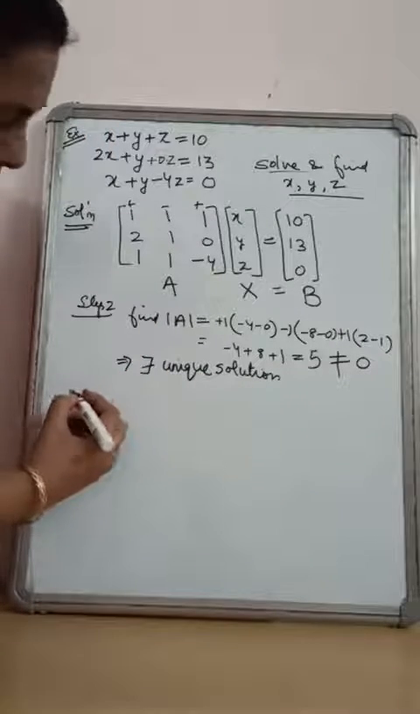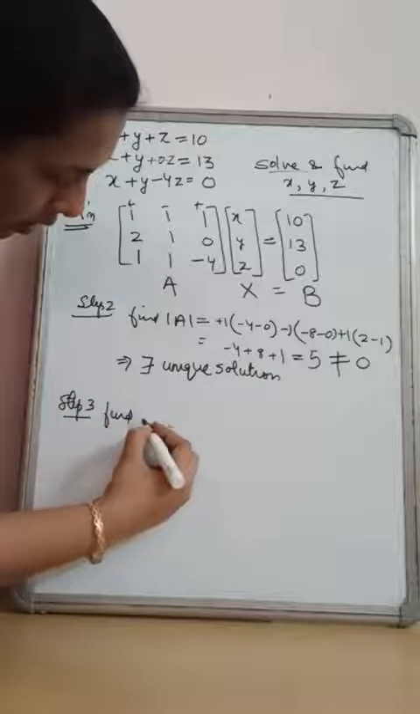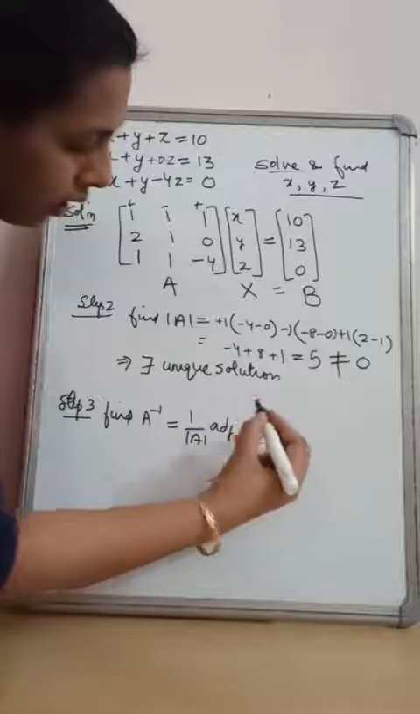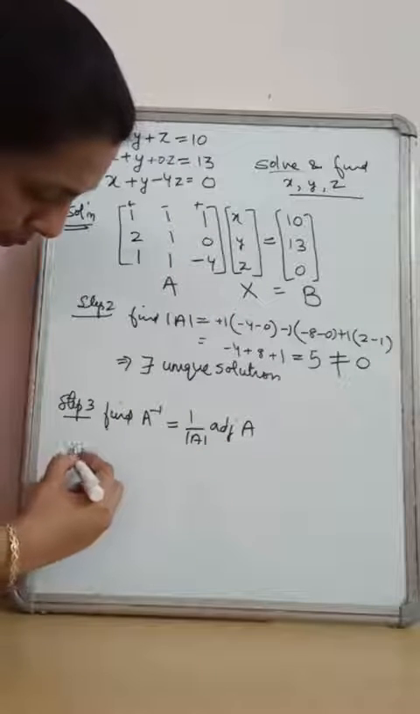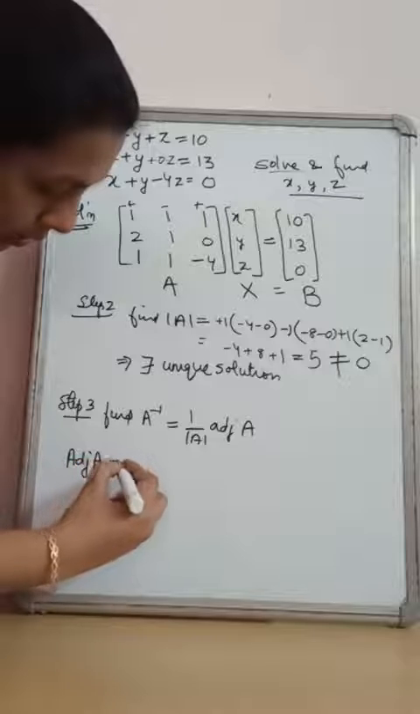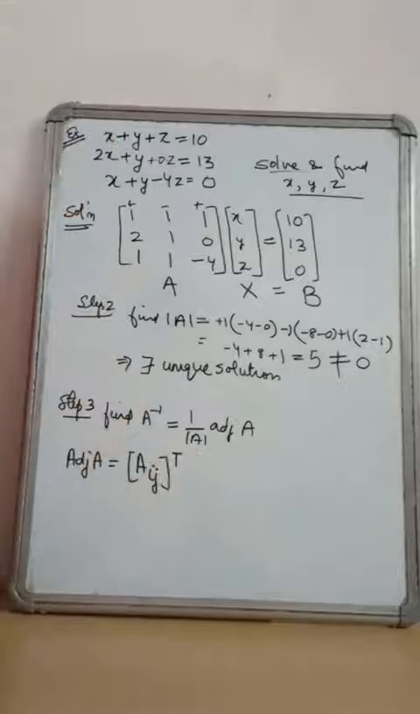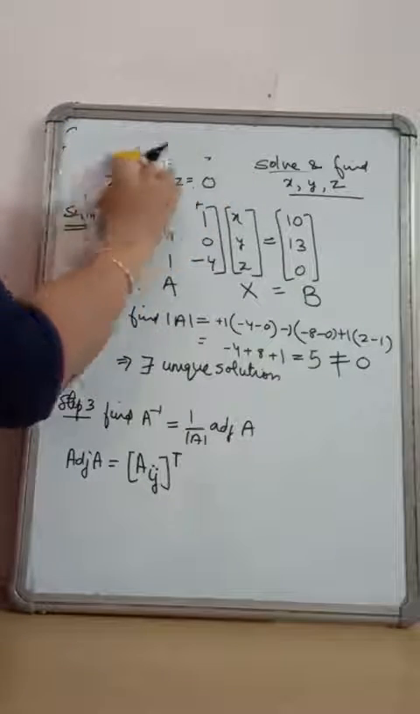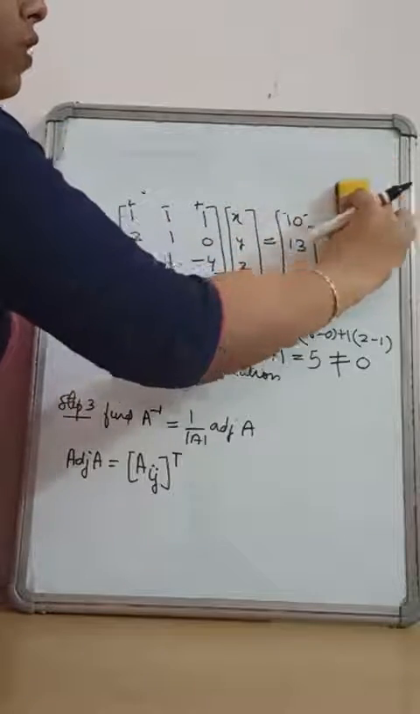Now what was your next step? Next step is find A inverse. That is equal to 1 upon determinant A into adjoint A. Now how to find adjoint A? Adjoint A is a set of Aij and its transpose. This is your adjoint A. So first let us find adjoint A. I am rubbing this equation over here. So first of all, let us find the adjoint.